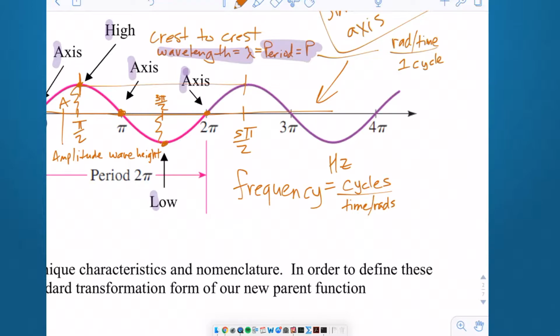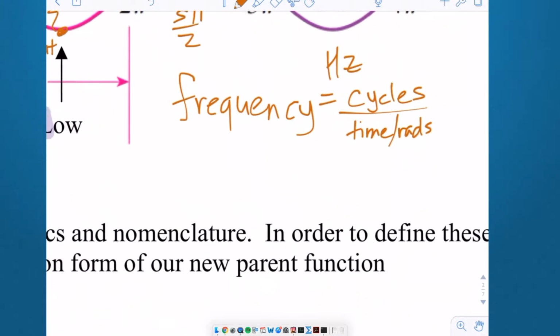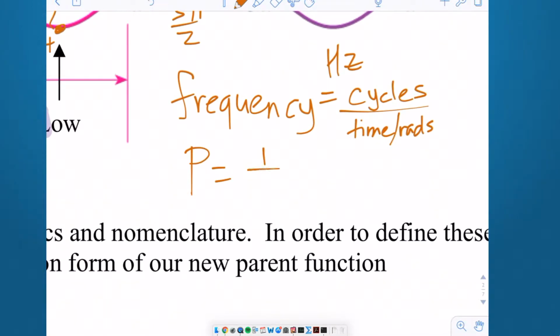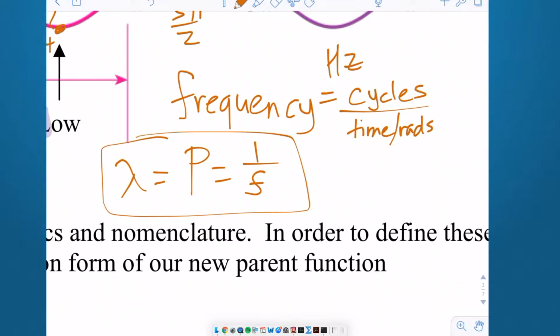Reciprocals. Yeah, they're reciprocals. So exactly the same way the units are related are exactly the same way the period and the frequency are related. Period and frequency are reciprocals of each other. So the period is 1 over f. I'm getting my variables confused. The period is 1 over f, which is the same thing as lambda. Frequency and wavelength, or frequency and period, are reciprocals of each other. But the period and the lambda are exactly the same.